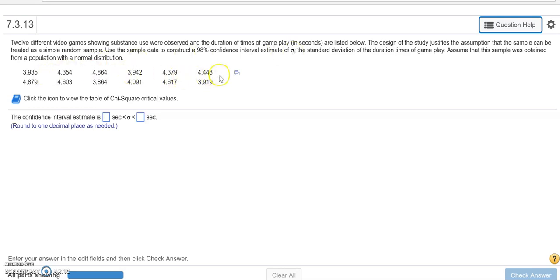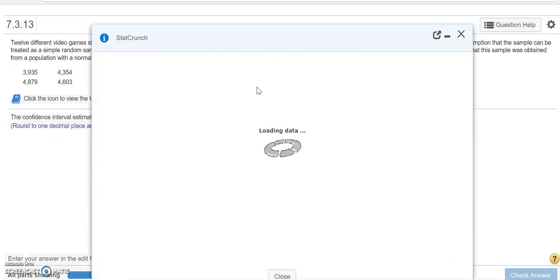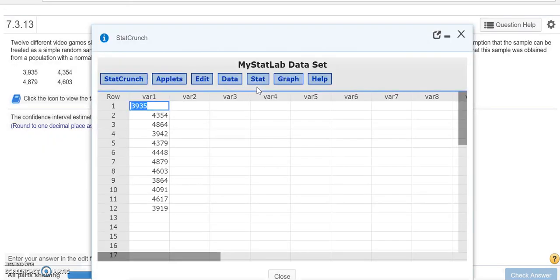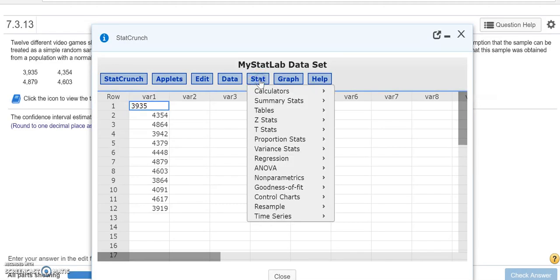Next to the data, if we click the little box in the corner and choose Open in Statcrunch, this data is going to open up right for us in Statcrunch, which is convenient. Now if we go to Stat, Variance stats, remember the standard deviation is just the square root of the variance. So you won't see standard deviation in here, but the standard deviation comes from the variance. So we can get it using this.